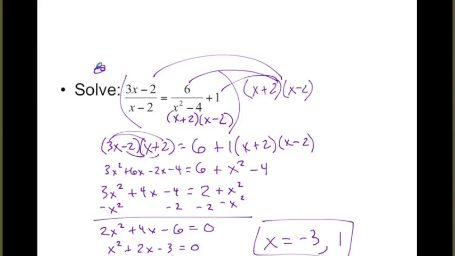Questions? Yeah. Why would you divide instead of taking it like on the outside? You could do that as well. It's going to be exactly the same thing. So at this step, instead of dividing everything by 2, you could write it as 2 times x squared plus 2x minus 3 equals 0, and it turns out exactly the same.